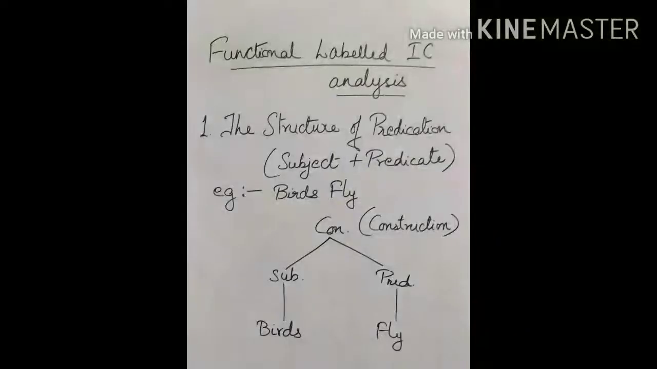Next, let us understand the second labeled IC analysis, that is the functional labeled IC analysis. There are 5 types of functional labeled IC analysis. First one, the structure of predication, that is subject plus predicate. You can take an example, birds fly. The construction birds fly, that is divided into subject and predicate. In this sentence birds fly, the subject is birds and predicate is fly.